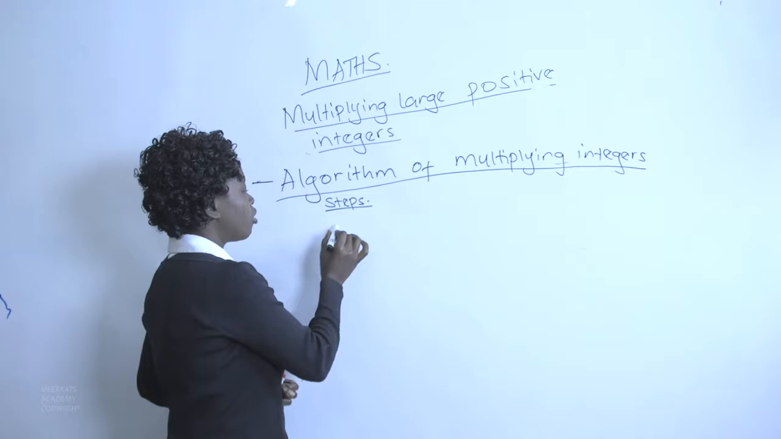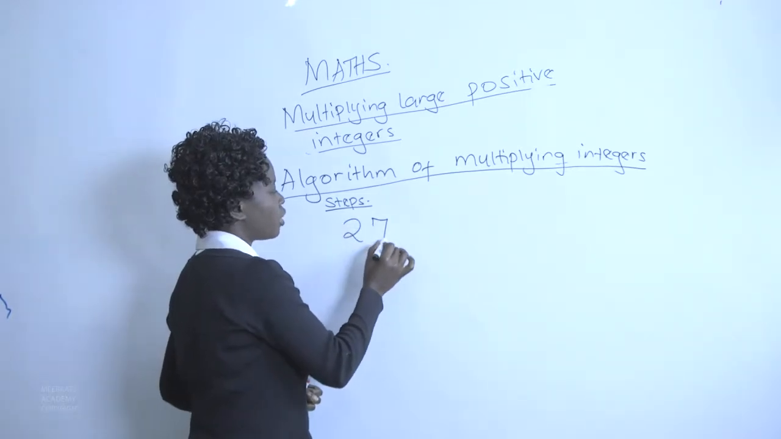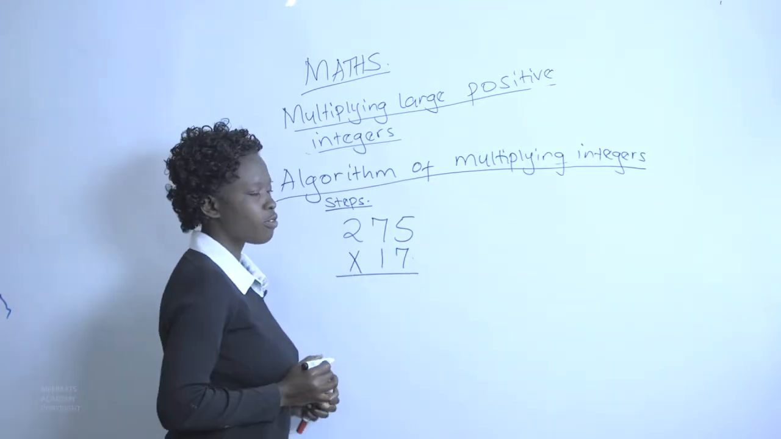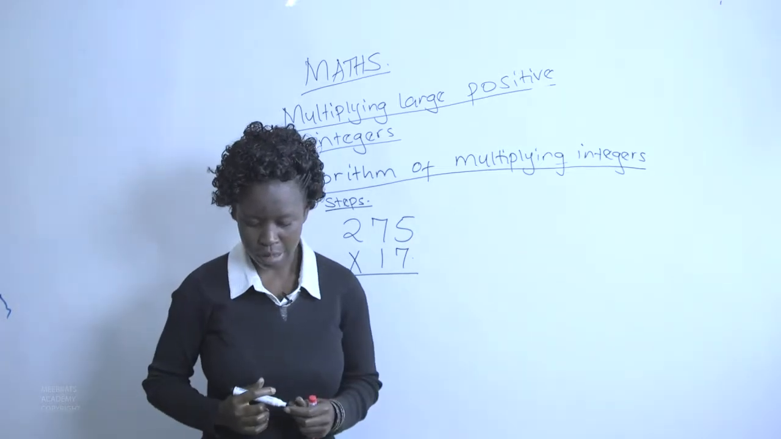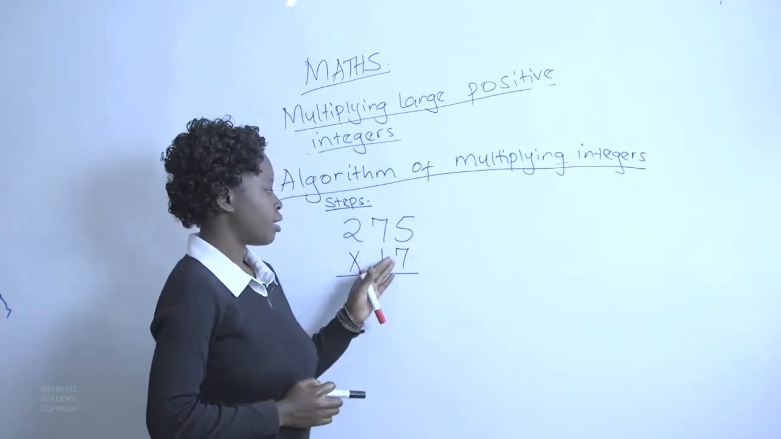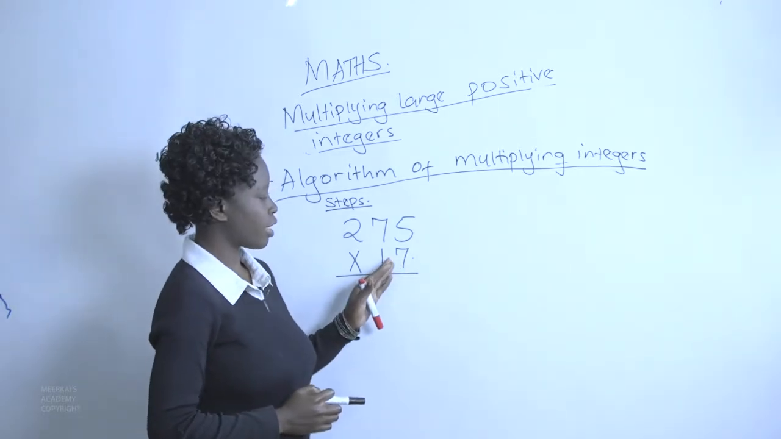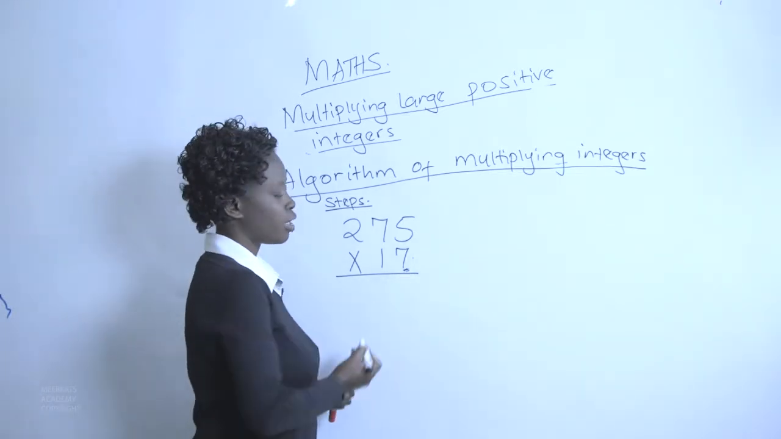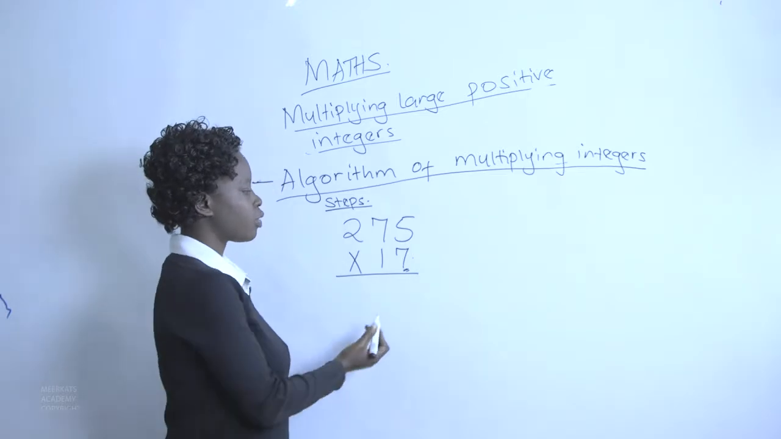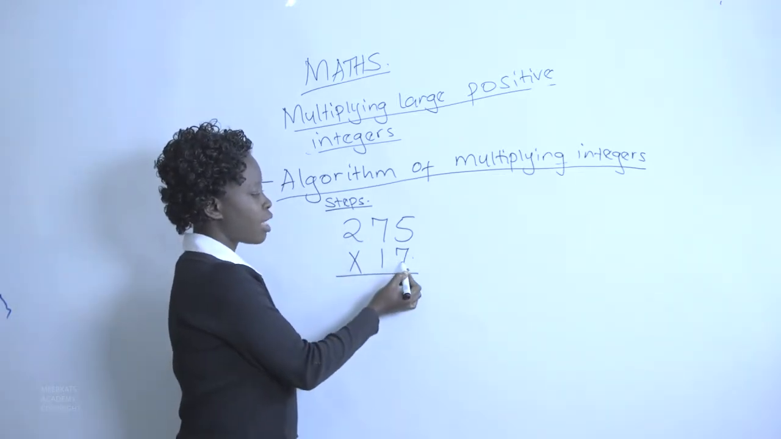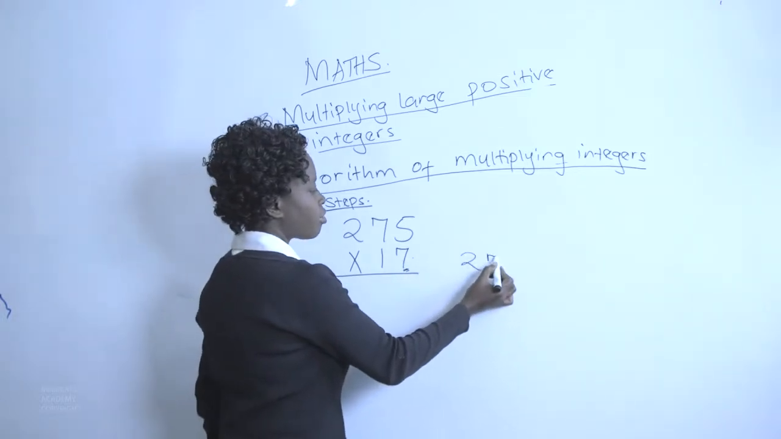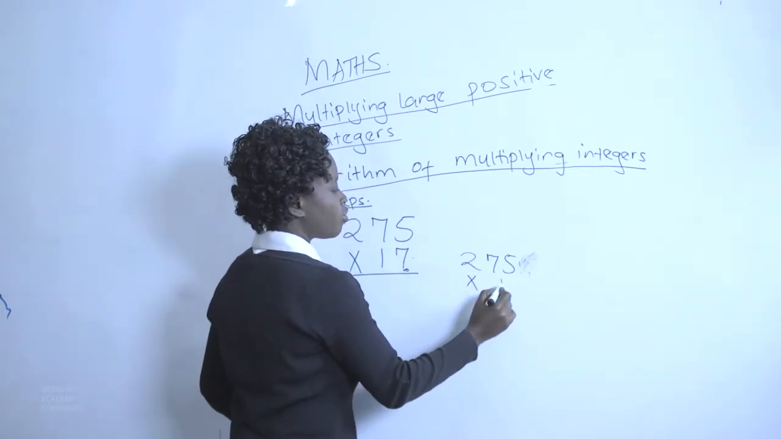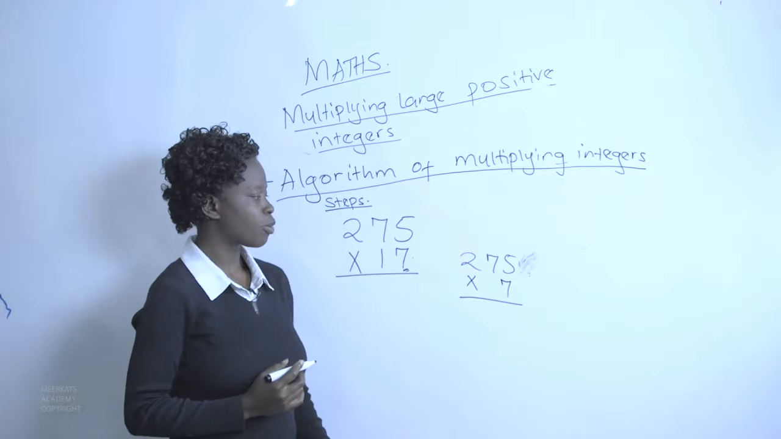So if, for instance, we are having 275 and we are multiplying it by 17, the first step that we are supposed to do is multiply from the right side. As we are having multiplication from the right hand side, we start with the digit in the ones place value. So starting with the digit in the ones place value, I'm going to have 275 multiplied by 7. So we are having 275 times 7. That is the first procedure that we have.